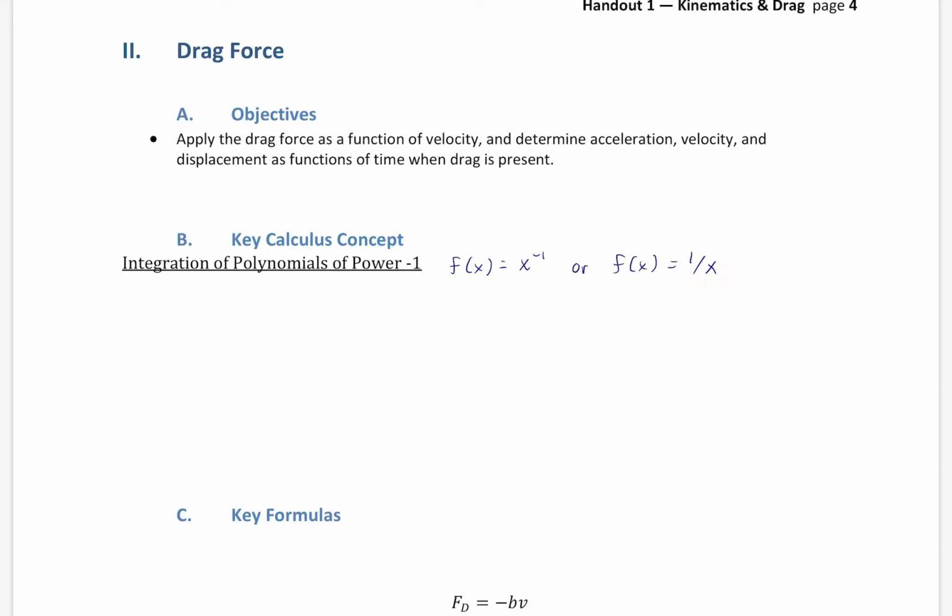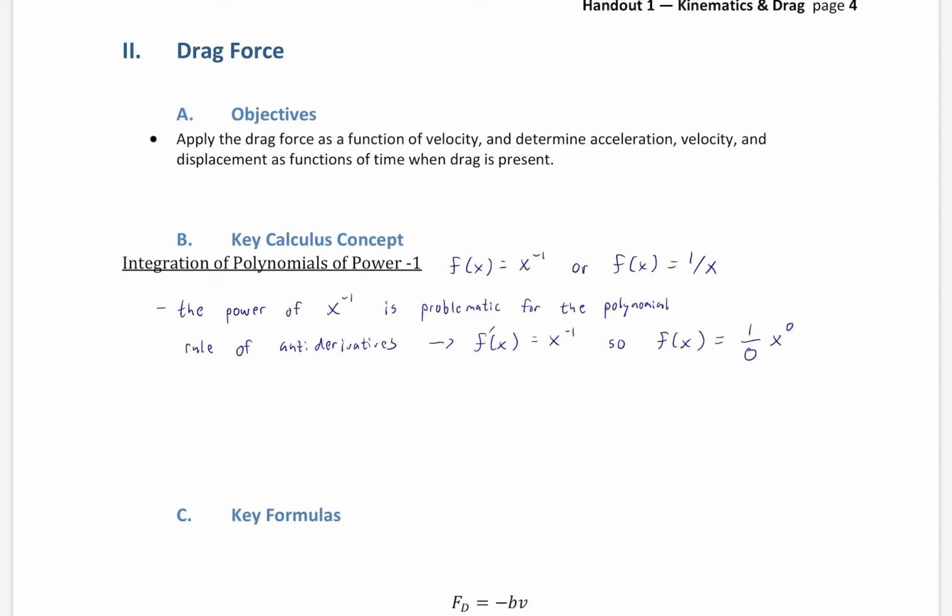Because if you think about it, if you follow those polynomial rules, it doesn't work, right? Because the power of x to the -1 is problematic for the polynomial rule. Think about what's going to happen. If I follow the antiderivative, then I have x to the -1, so my -1 would come in front, okay? And then I'd have an x to the 0. Well, actually, the 0 would come in front, right? Because I'm going to have to divide by 0, okay?